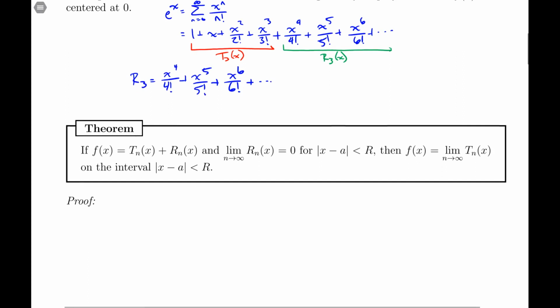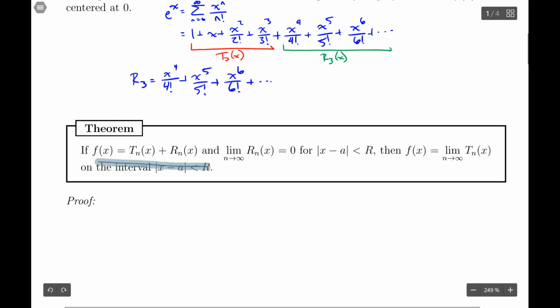If f of x is equal to t sub n of x plus r sub n of x, which is not a bad assumption at all, we can always just write f of x equal t sub n of x plus r sub n of x. We can write down something, but we don't ever really know if f of x is equal to the Taylor series, but we can actually just say, well, it's some approximation plus a remainder. So we can write this out.